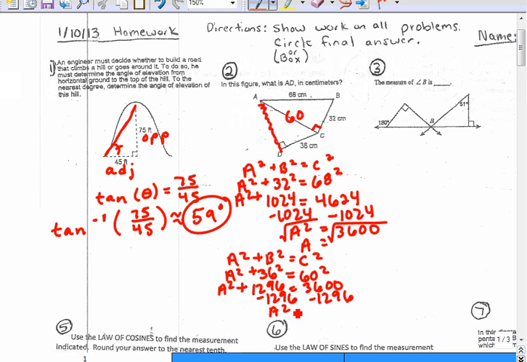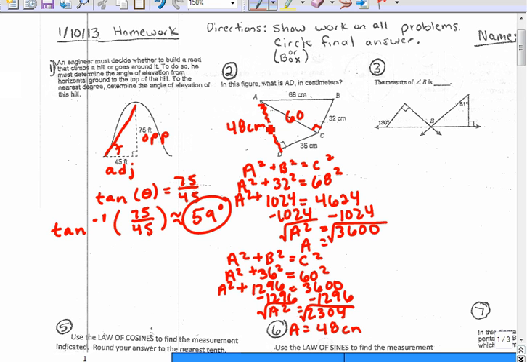So a squared is equal to 3600 minus 1296. We want the square root of that. So it's 2304. We're going to square root both sides, and a is equal to 48 centimeters. So this side is 48 centimeters.